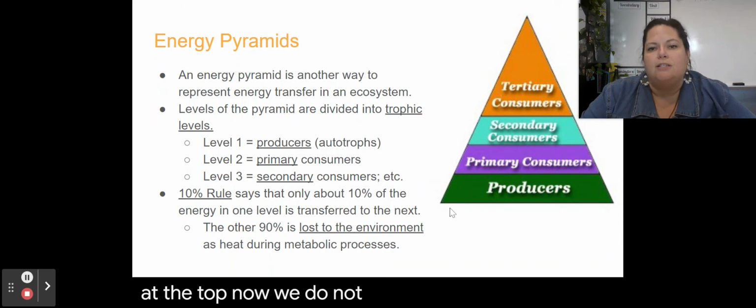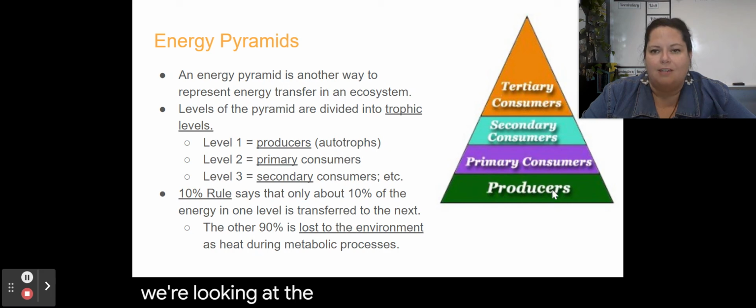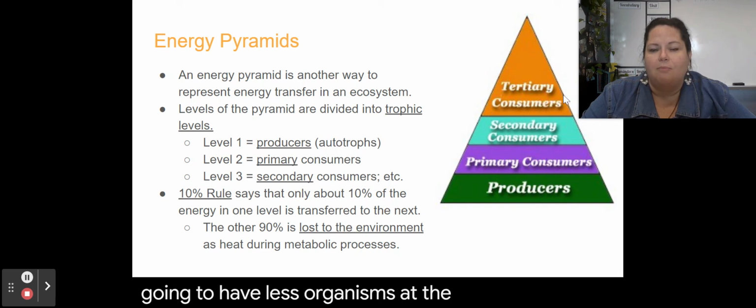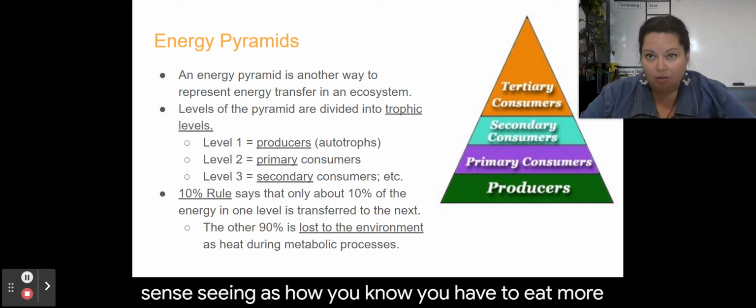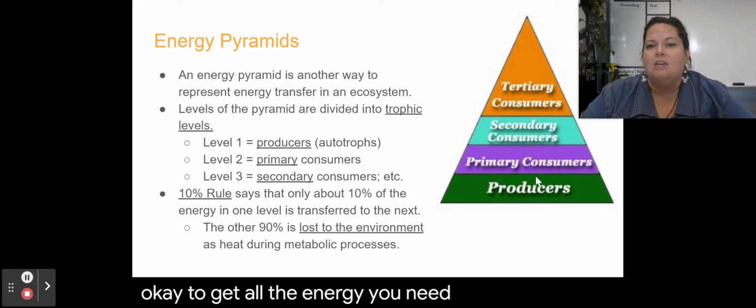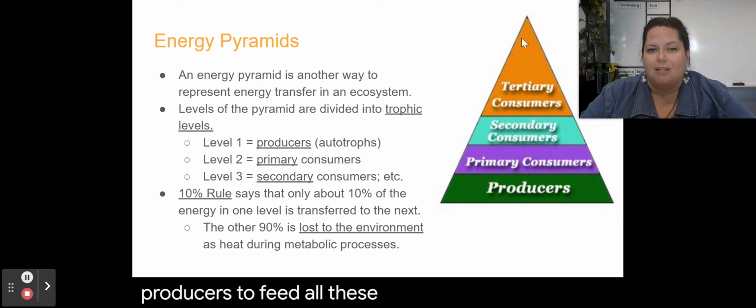Now, we do notice that if we're looking at the mass of this, our producers have more organisms down here. And as we move up, we're going to have fewer organisms at the top. That makes sense, seeing as how you have to eat more to get all the energy you need. So we need more producers to feed all these guys up top.